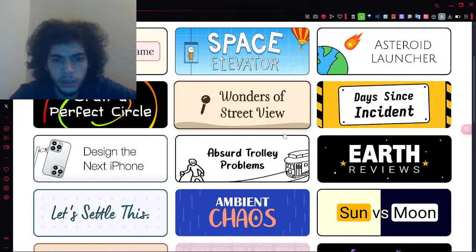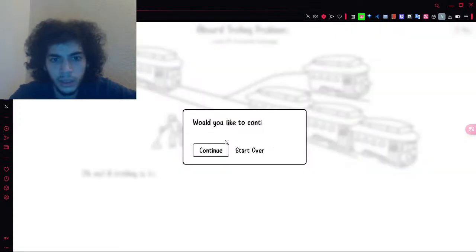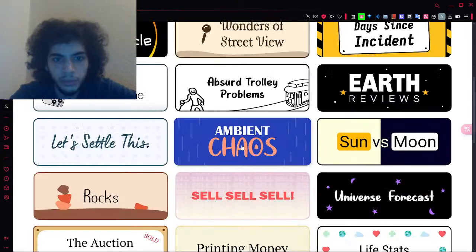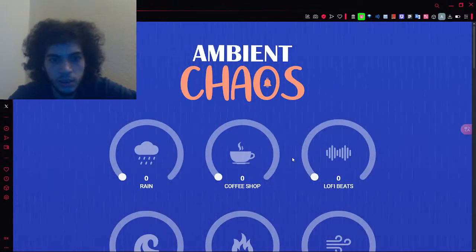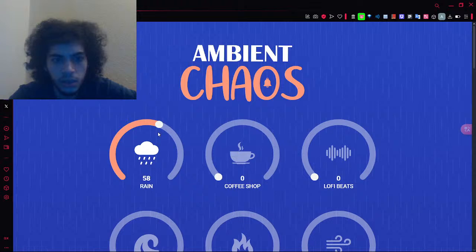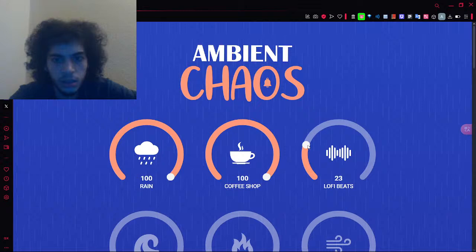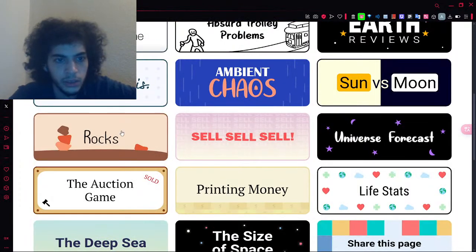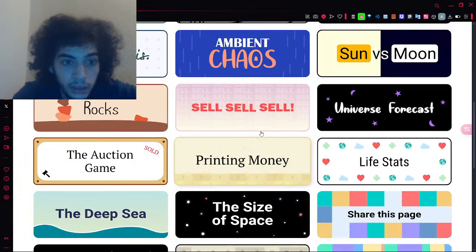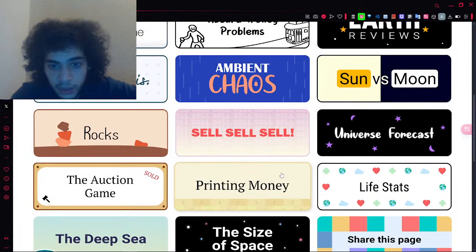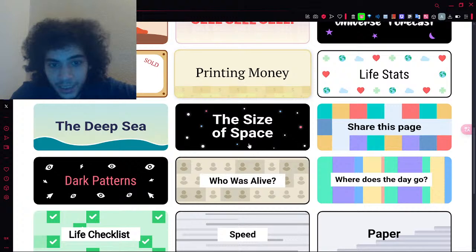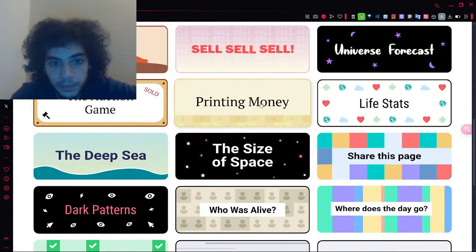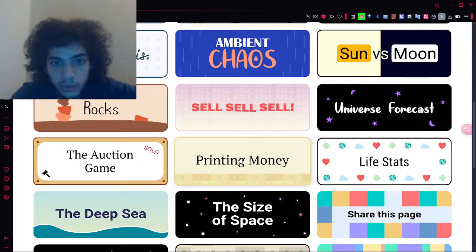Oh, absurd trolley problem. Actually, let's do this. Wait. Okay, before we get to this, this is ambient chaos. I guess I need sound for this. I cannot hear because I'm wearing headphones and I need to fix it. Rocks, printing money. The size of space, dark pattern. Okay, printing money, sell.